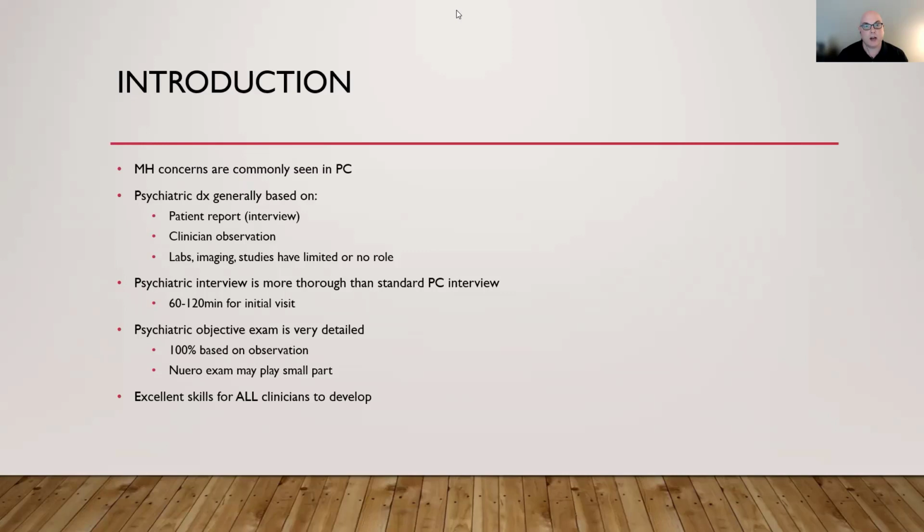It's always going to be your observations, and it's going to be what the patient tells you. There's very little physical exam involved, and again, very little in the way of labs or imaging. A psychiatric interview in general and in best practice is much more thorough than a standard primary care interview. We're looking at 60 to 120 minutes, so an hour to an hour and a half for that initial visit.